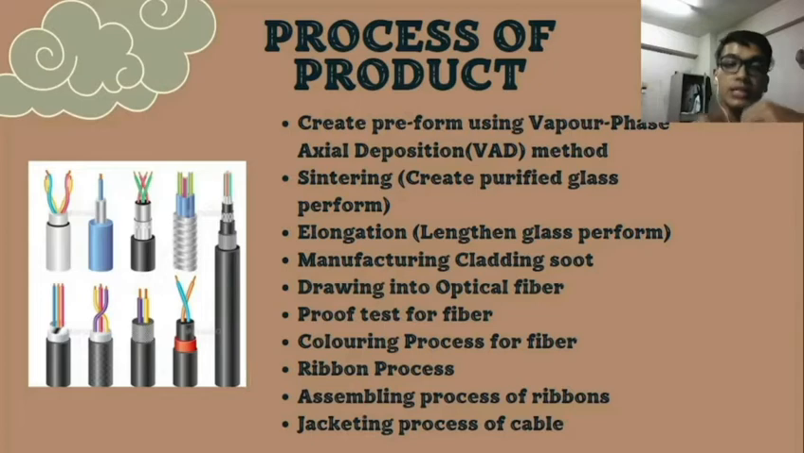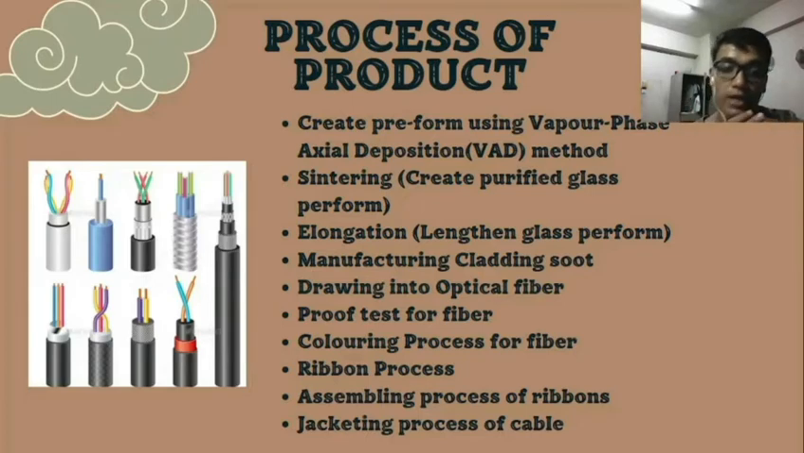For the third one is the elongation, which is known as lengthening a glass preform. Elongation is the process of lengthening a glass preform by heating it with H2/O2 burners and moving one chuck and the burners in the opposite direction.